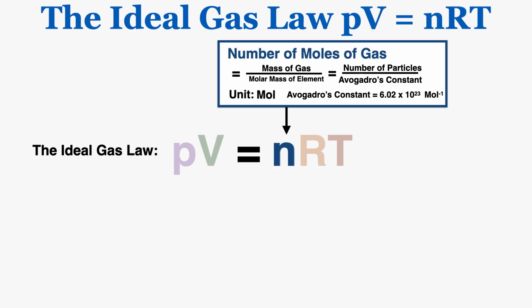The next variable is n, which means the number of moles of gas. As a reminder, there are 2 ways to calculate how many moles are present. You can either divide the mass of the gas by the molar mass of the element, or the number of particles present by Avogadro's constant. So the unit for n is mole, because it's a measurement of how many moles there are. And remember, Avogadro's constant is 6.02 times 10 to the 23rd particles per mole. This just means there are that many particles of an element in 1 mole of that element.